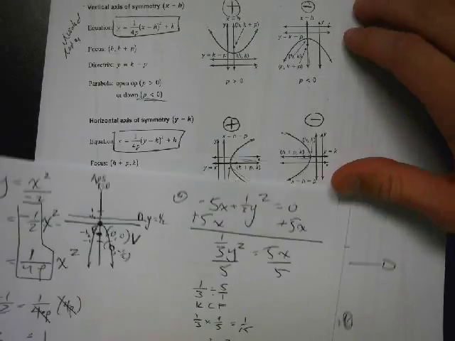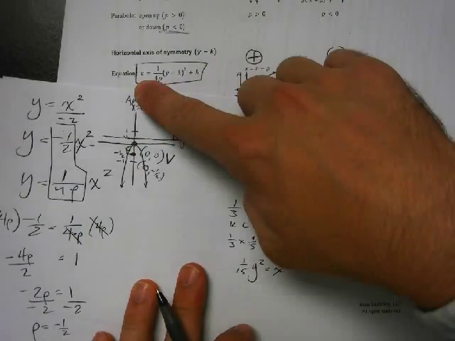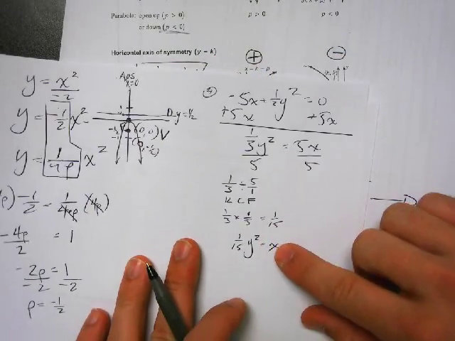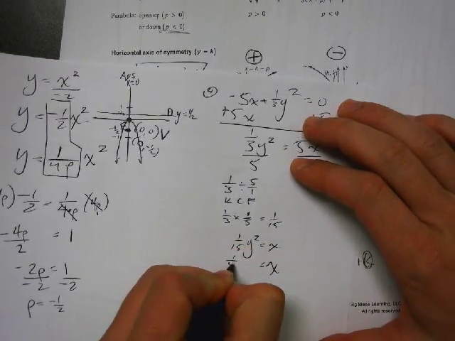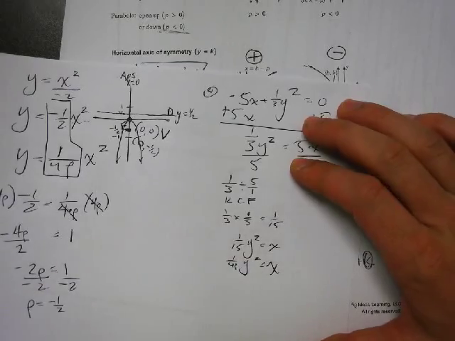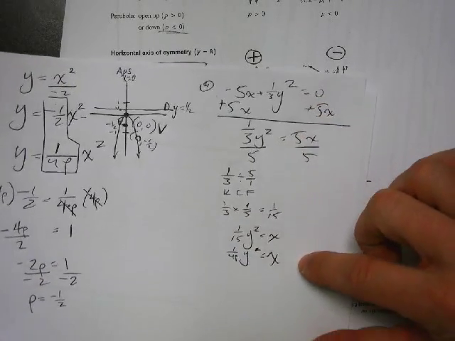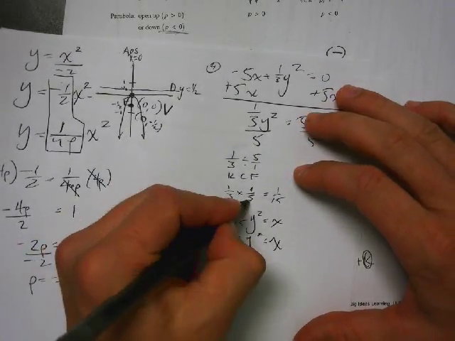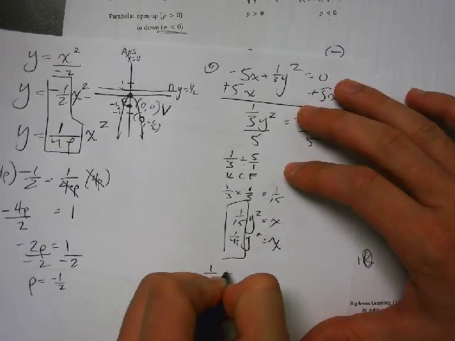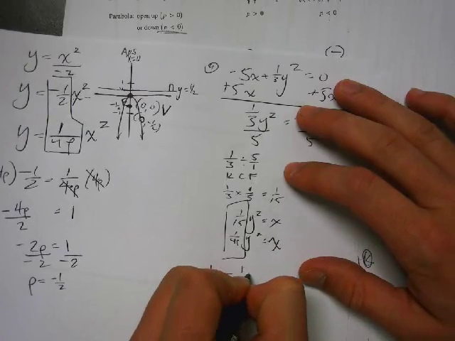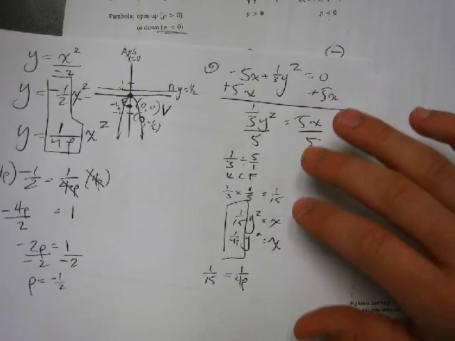So this equation now is a match for our template over here. We have x equals 1/4p y squared. Same thing. Now we're able to set these two equal to one another. So where 1/15 equals 1/4p.